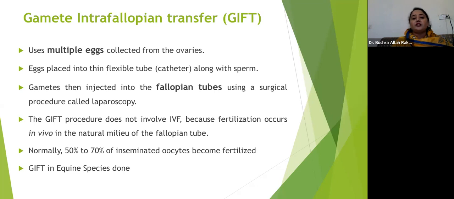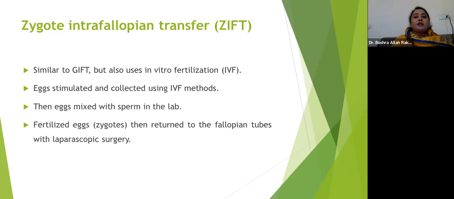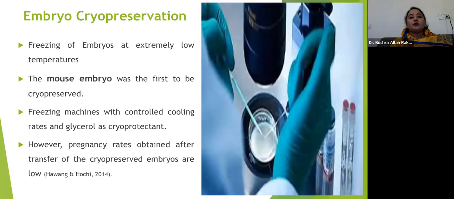So it means that fertilization can have success due to this technique. Normally 50% to 70% of the inseminated oocytes become fertilized. This technique is done in equine species. Then zygote intrafallopian transfer is also similar to GIFT, but it uses the process of in vitro fertilization, where eggs are stimulated and collected through the IVF method. Then they are mixed with the sperm in the lab, and the zygotes are returned to the fallopian tubes through a laparoscopy procedure.